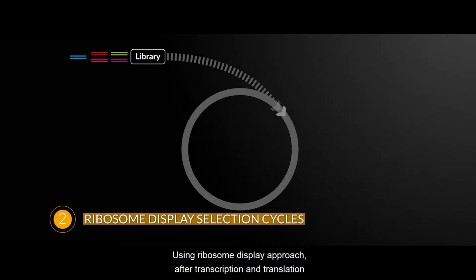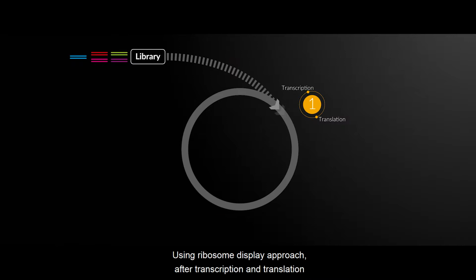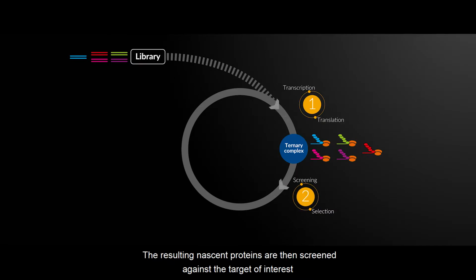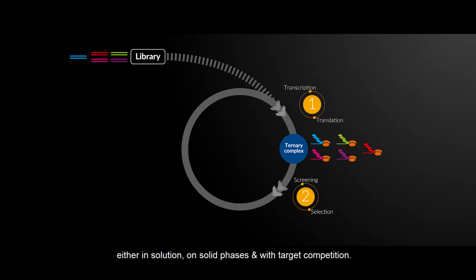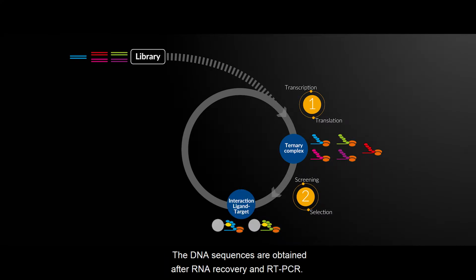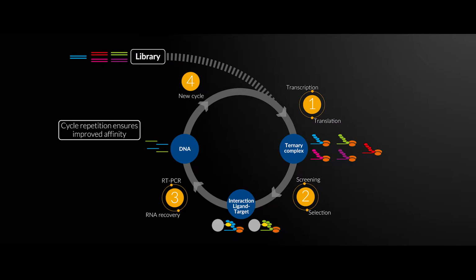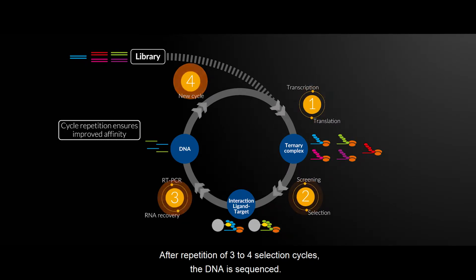Using the ribosome display approach, after transcription and translation, a ternary complex is generated containing RNA, ribosomes, and the nascent proteins. The resulting nascent proteins are then screened against the target of interest, either in solution, on solid phases, or with target competition. The DNA sequences are obtained after RNA recovery and RT-PCR. The DNA can then undergo a new cycle. After repetition of 3 to 4 selection cycles, the DNA is sequenced.